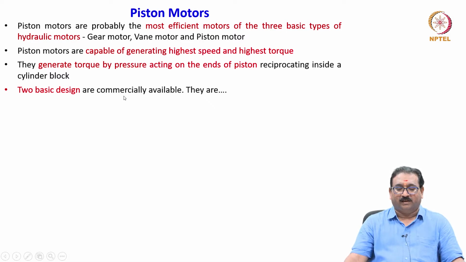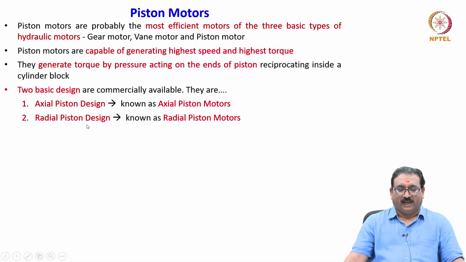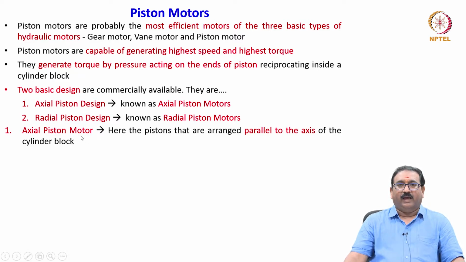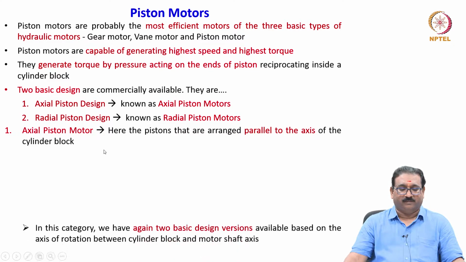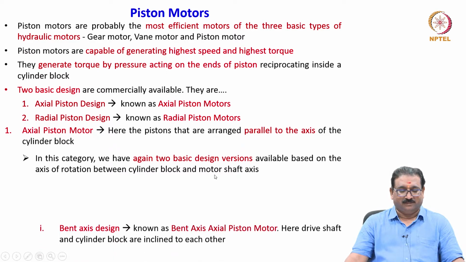Two basic designs are commercially available. They are the axial piston design, known as axial piston motors, and the radial piston design, known as radial piston motors. In the axial piston motor, the pistons are arranged parallel to the axis of the cylinder block. In this category, we again have two basic design versions available, based on the axis of rotation of the cylinder block and the motor shaft axis.